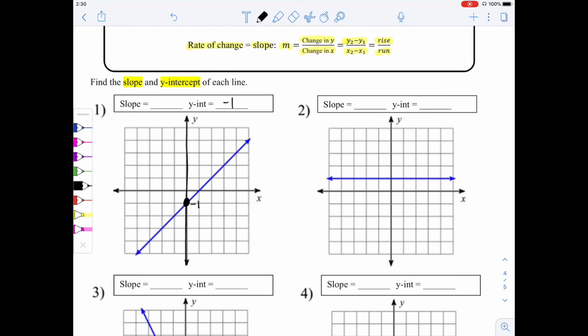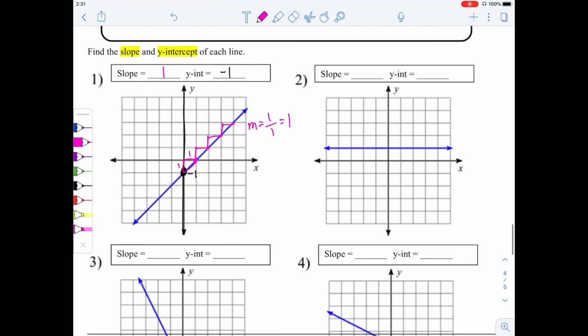Then we're going to go to the next point right here to find the rate of change, or our slope. Right, so we go up 1, right 1, up 1, right 1, up 1, right 1, up 1, right 1, and just keep following the pattern. So our slope equals 1 over 1, which is just equal to 1. So our slope is 1.